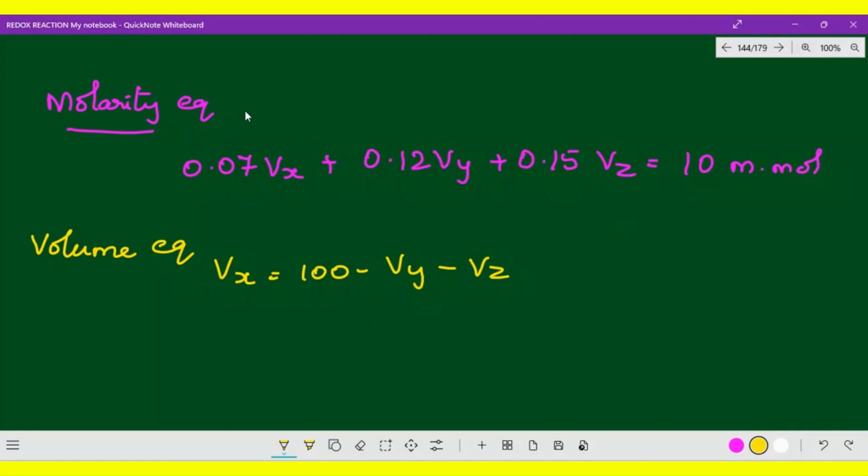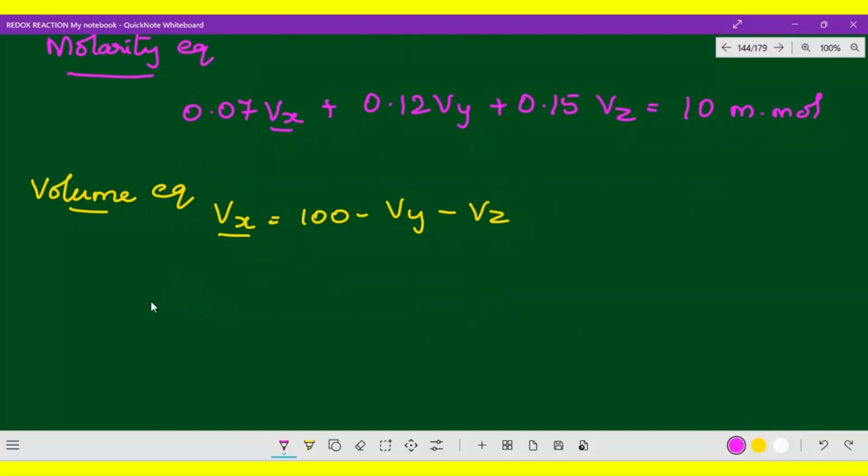So this is the molarity equation: M1 V1 plus M2 V2 plus M3 V3 equal to M total V total. That is the moles, so we are bringing that. And in the same way the volume equation: Vx, Vy, Vz combined together is 100 ml, so we are bringing Vx equal to 100 minus Vy minus Vz. Now can we apply this Vx value to the molarity equation? Okay.